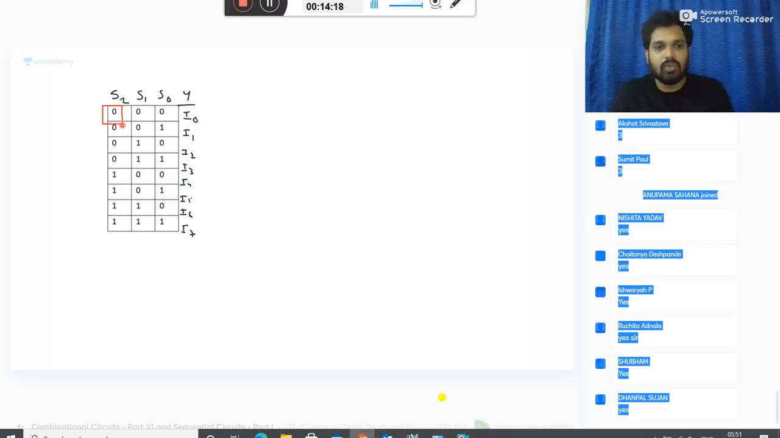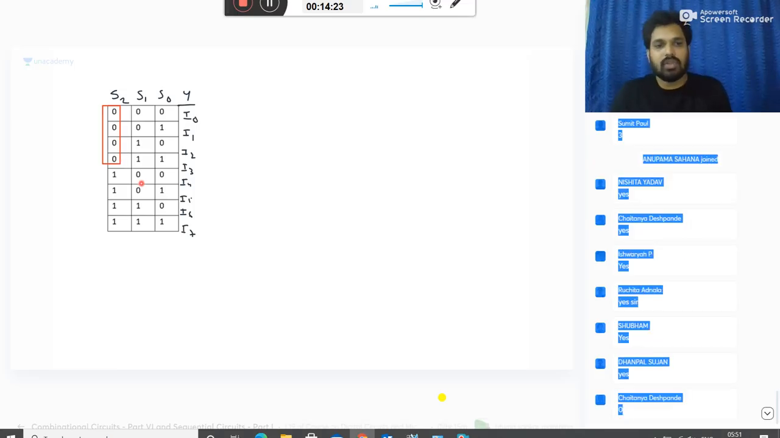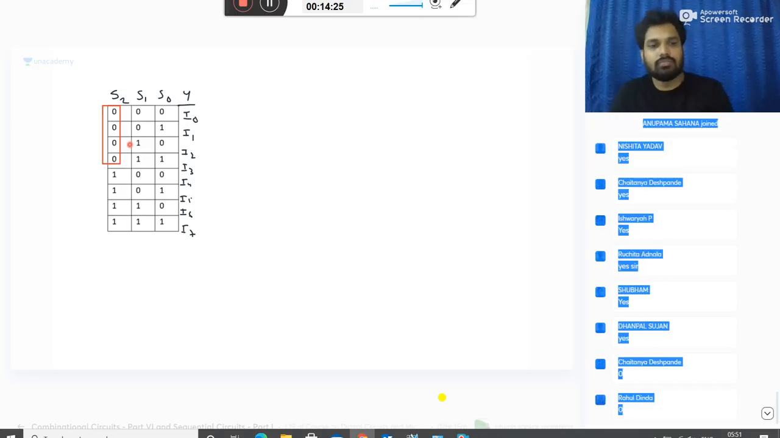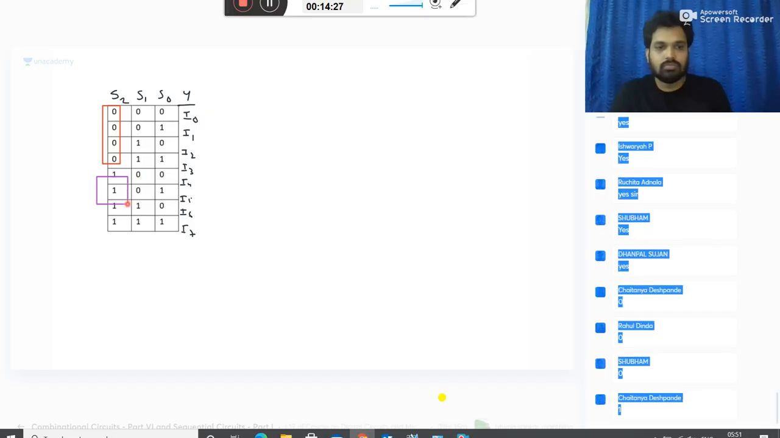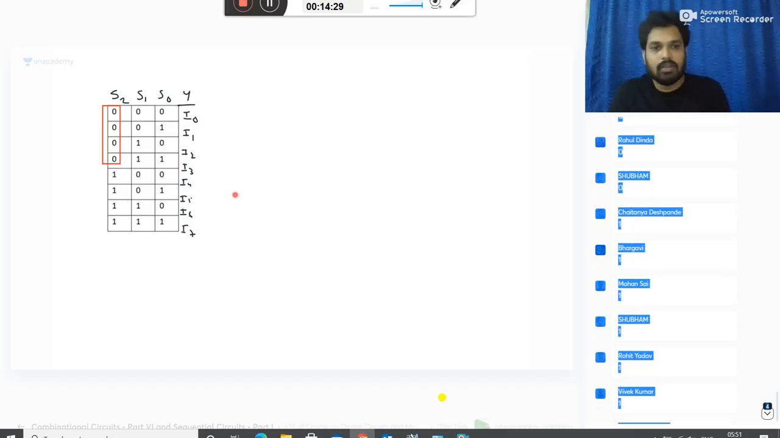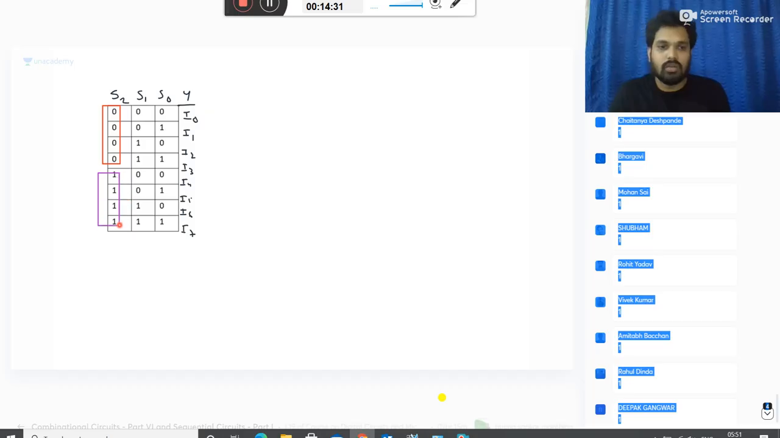For the first 4, what is S2? For the second 4, what is S2? Second 4, your S2 is 1. Very good. So the other part you see is 0, 0, 0, 1, 1, 0, 1, 1. It is the same as the 4 by 1 mux combination. So let's take two 4 by 1 multiplexers. Let's make it a little colorful.